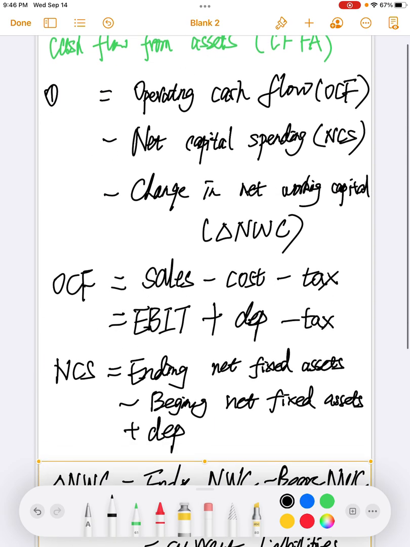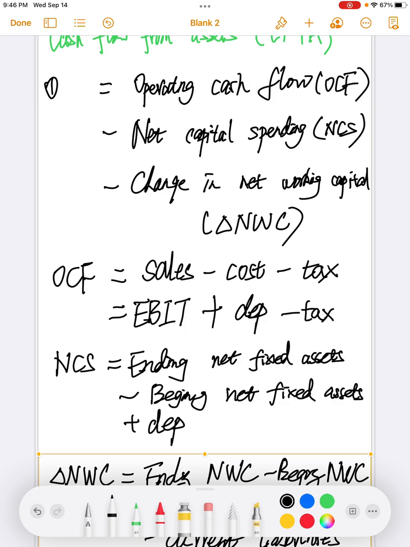So this is one way to calculate cash flow from assets. After we get operating cash flow, we just subtract the changes in net working capital and net capital spending from the operating cash flow.